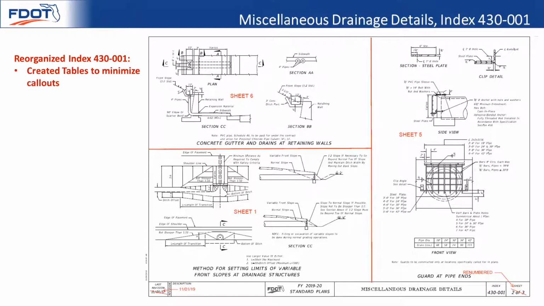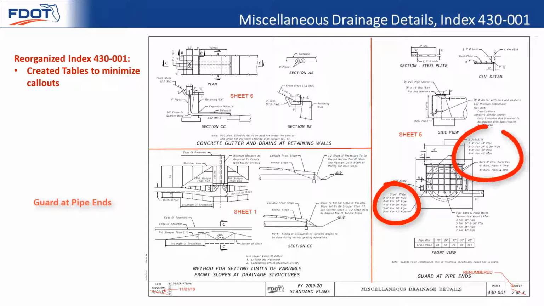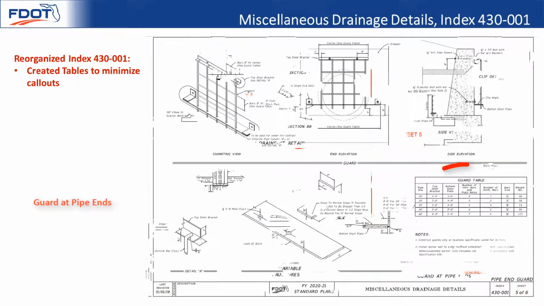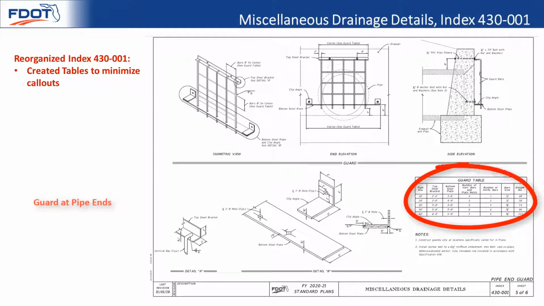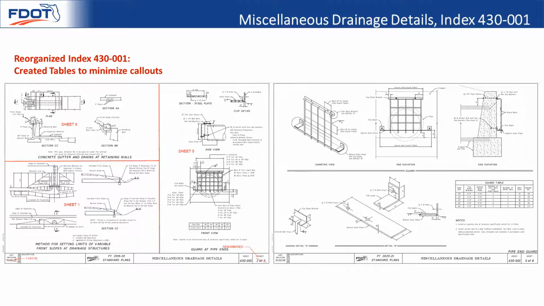We also created tables to minimize callouts. Here you can see that there's a long leader, a leader with a note that's kind of cumbersome. I mean, it's kind of hard to understand. There's two notes here. They're both covered here in the detail, but we decided that it'd probably be easier if we just created a table for that. Makes it a little easier to follow. It's a little more clear, and it actually just looks better.